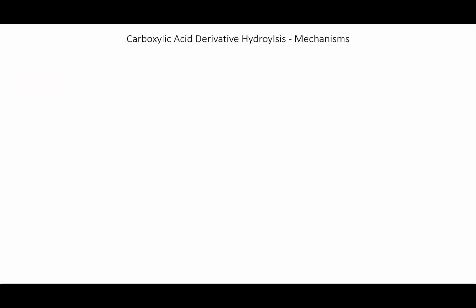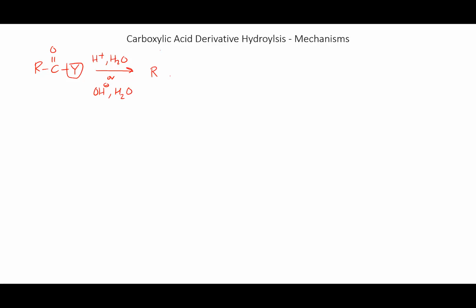Okay, the next topic in carboxylic acid derivatives is, let's talk about the hydrolysis of each one and the mechanisms. Remember that a carboxylic acid derivative has basically the Y group attached to the carbonyl, and it undergoes hydrolysis with either acid and water, or it can undergo hydrolysis with base and water.